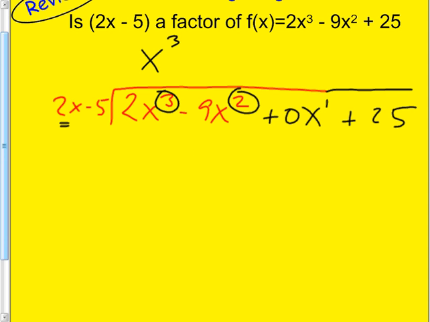X cubed, I'll try that. X times, that's going to be 2x to the fourth. Oops, that's too big. So now what? X squared. There we go. Everybody put that one up there and then multiply it out. Times both pieces, that, and then write it on your iPad.